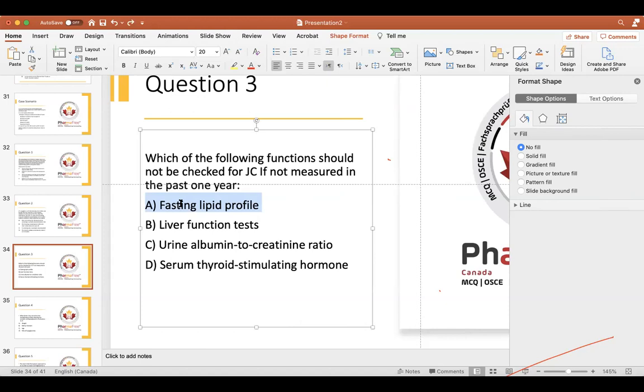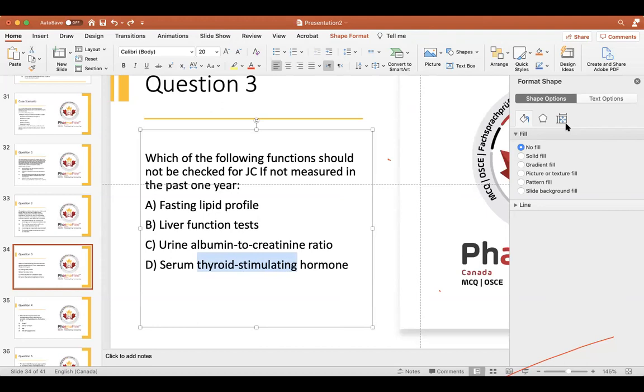Serum thyroid, no need to measure it. In some patients we need to measure the serum thyroid, in type 1 diabetes patients. In type 1 diabetes, we can measure the TSH hormone. But lipid profile, we do it when the patient is fasting.